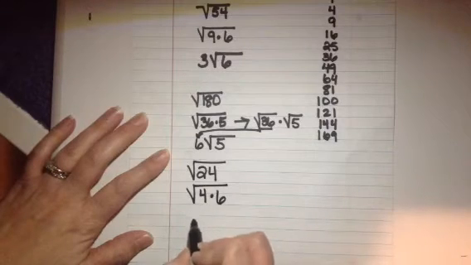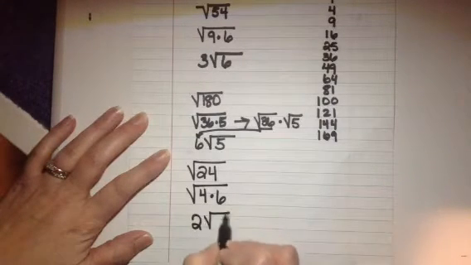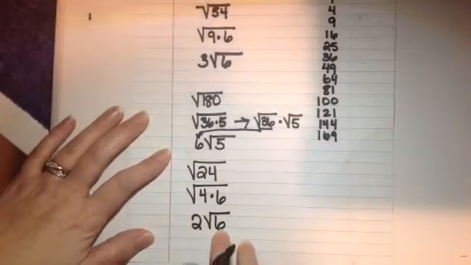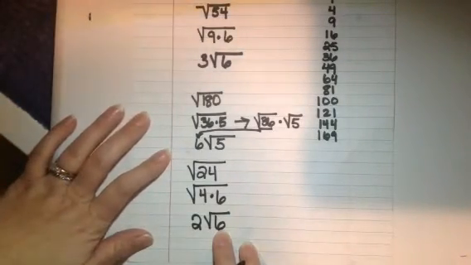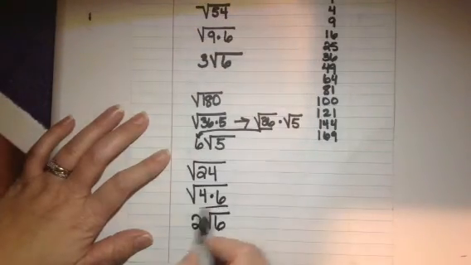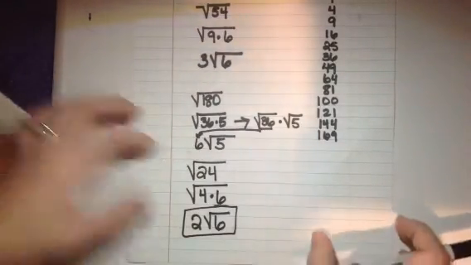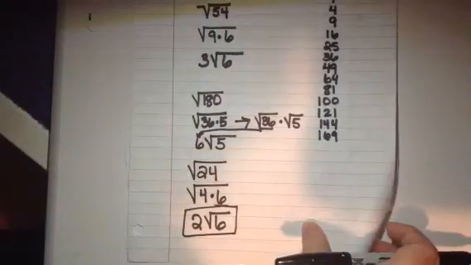The square root of 4 is 2, and the square root of 6, the 6 stays under the radical because it is not a perfect square and it can't be simplified anymore. So this would be our final answer for this one. Now, let's do one where the radical has a coefficient on the outside.